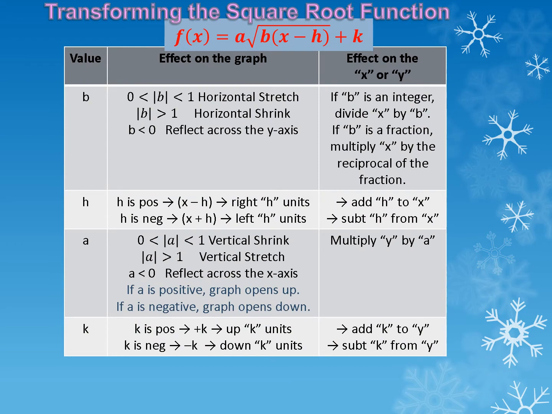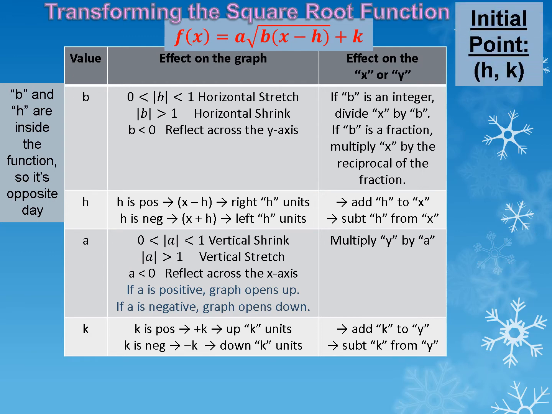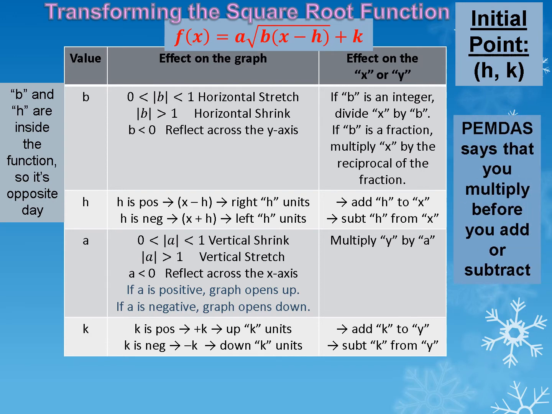Now this chart, nothing has changed. Okay, b and h are still inside the function, which inside in this case means underneath the radical. Okay, so it's going to be opposite day for b and h. That has not changed. Now, square roots don't have a vertex, but they do have kind of a starting point. So we call that starting point the initial point. And to get that starting or initial point, that's going to be h comma k. Now, PEMDAS says that we still multiply or divide before we add or subtract.